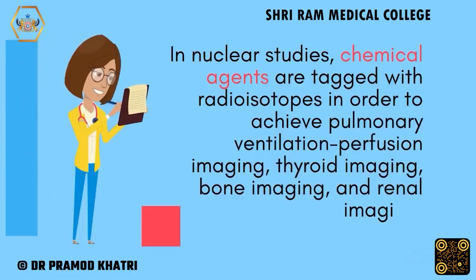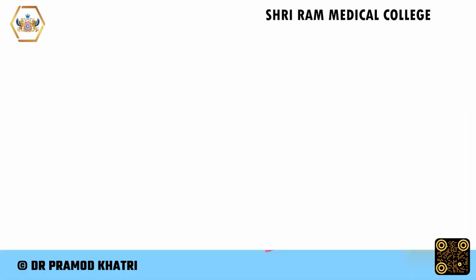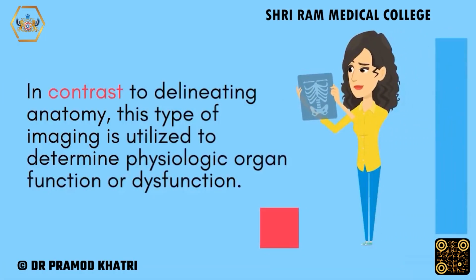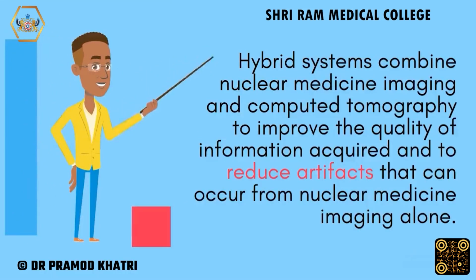In nuclear studies, chemical agents are tagged with radioisotopes in order to achieve pulmonary ventilation perfusion imaging, thyroid imaging, bone imaging, and renal imaging. In contrast to delineating anatomy, this type of imaging is utilized to determine physiologic organ function or dysfunction. Hybrid systems combine nuclear medicine imaging and computed tomography to improve the quality of information acquired and to reduce artifacts that can occur from nuclear medicine imaging alone.